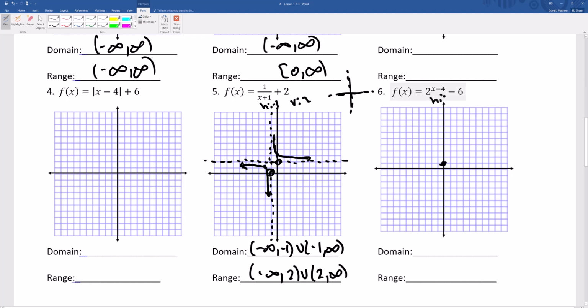My horizontal shift is 4. My vertical shift is -3. So it moves over 4: 1, 2, 3, 4. And then down 6: 1, 2, 3, 4, 5, 6. The horizontal asymptote also moves down 6 spaces. And then I can draw my shape.